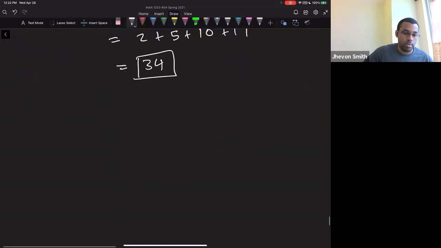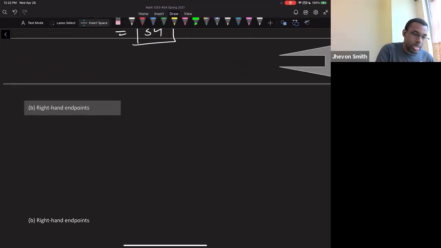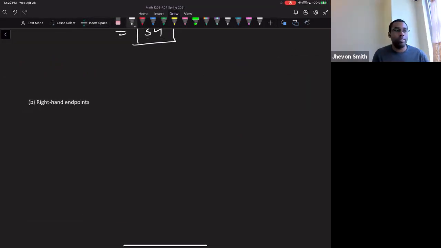So that's the left hand. Now, all the others are done very similarly, so I can go through these a little bit quicker. It just matters whether you're choosing left, right, or middle. And that's the only difference, right? You're picking the different x values.